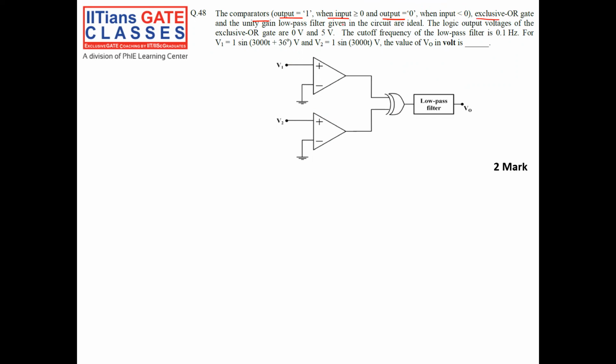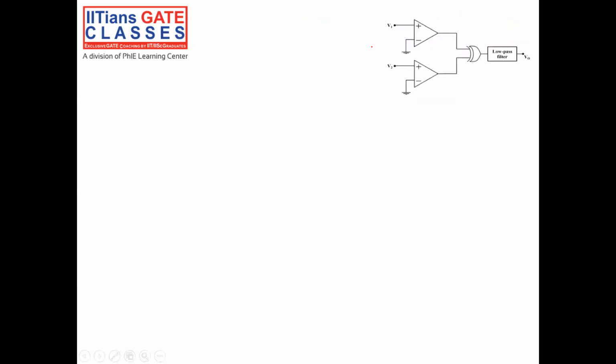The exclusive OR gate and unity gain low pass filter given in the circuit are ideal, right? It's an ideal low pass filter and ideal XOR gate. Then the logic output voltages of the exclusive OR gate are 0 and 5 volt, right? Here I'll get 0 or 5 volt. The cutoff frequency of the low pass filter is 0.1 Hz. Then for V1 equal to this, V2 equal to this, what is the value of V0? This is a very easy and nice question.